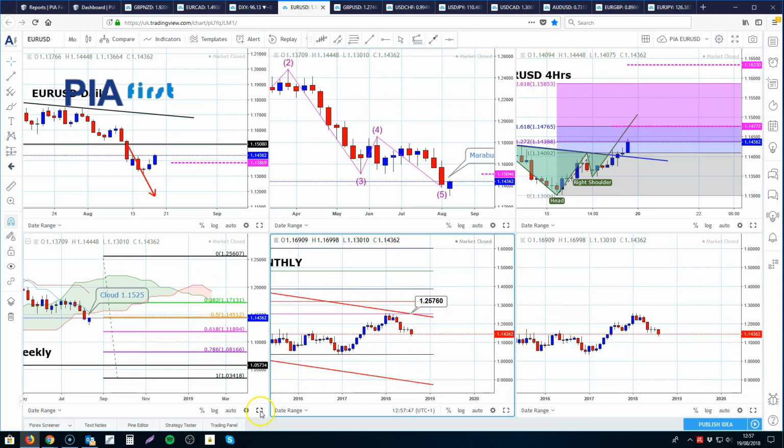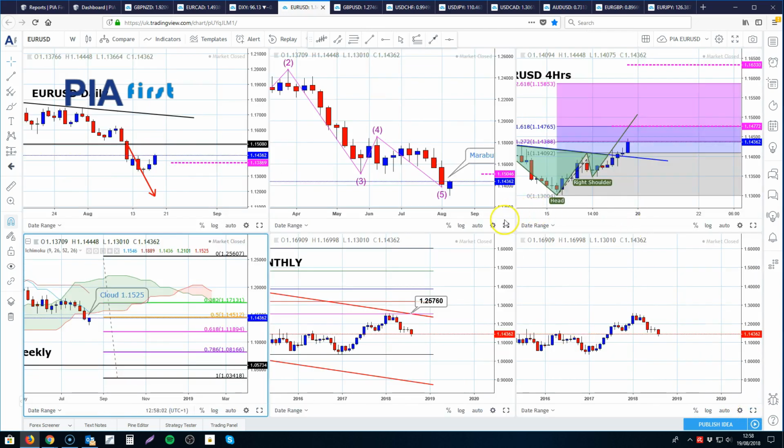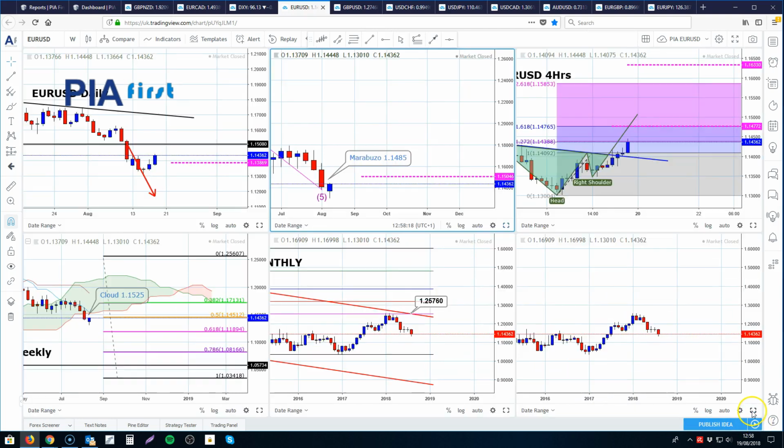If we go to the weekly chart, then again similar to the dollar index, levels between the 50 and 61.8% Fibonaccis are being bought into. If we go to this chart, again, reverse of the dollar, there is scope for a 5-wave Elliott wave formation to now be complete. Important level this week is 114.85, which again is a Marabuzo level.